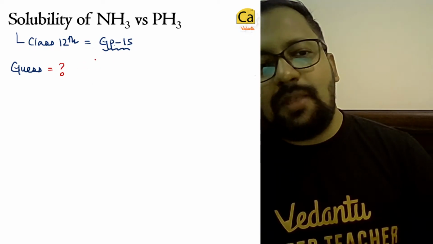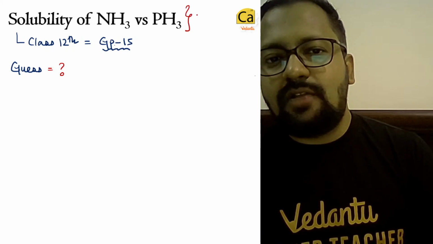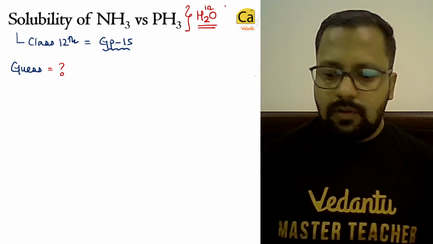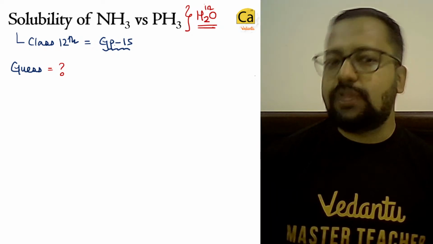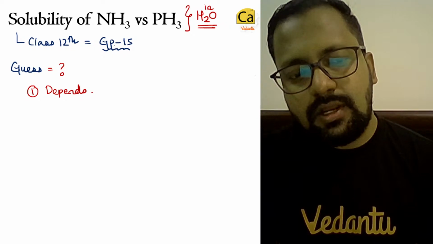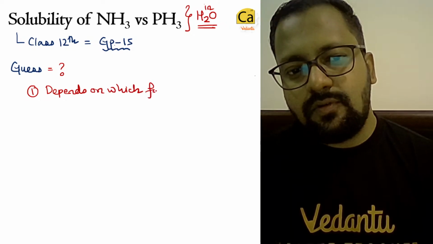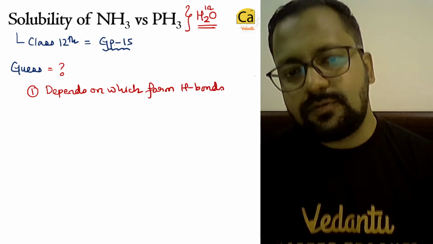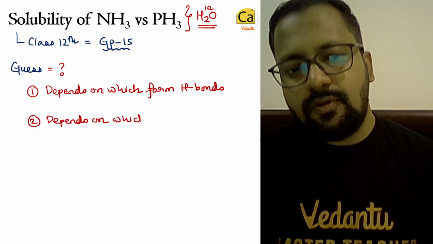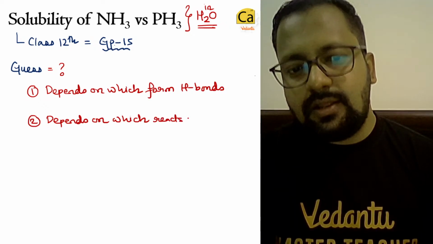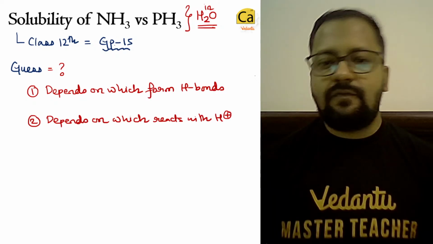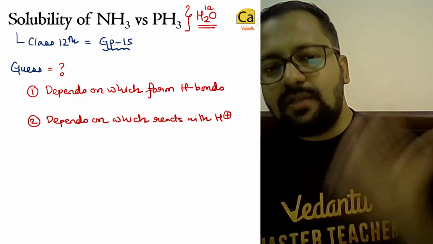Guys, what do you mean by solubility of this? Whenever I talk about solubility in general, I am comparing solubility in water. Now, if I have to compare solubility in water, I have to keep in mind two things. First, solubility in water depends on which compound can form H bonds, and second, it depends on which compound reacts with H plus. Now, how do I figure out this thing, which reacts with H plus and which forms strong hydrogen bonds?